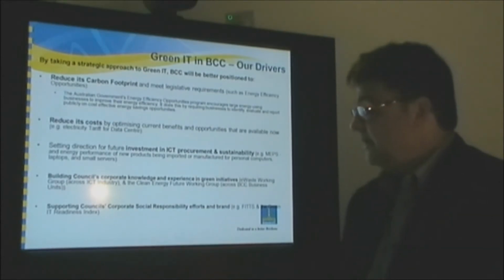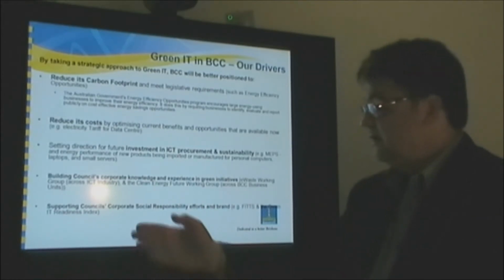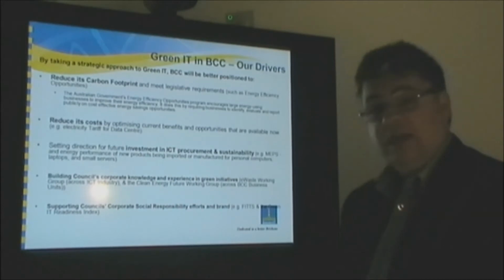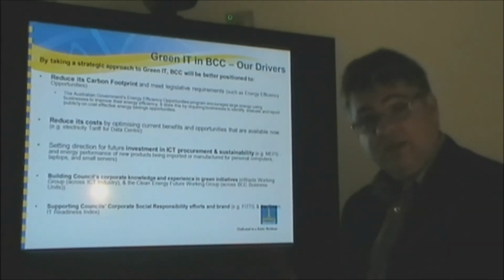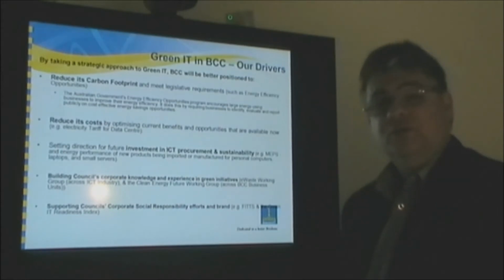Obviously, one of our goals from an organisational point of view is around our corporate social responsibility efforts and brand, and we'll talk about where that's taken us, and the FITS award and things like that. But the big point here is people feel good about making a difference in the environment within their workplace, so it's really good for people's morale. When I talk about this internally, people are very enthusiastic about getting involved, so it really is a bit of a win-win.